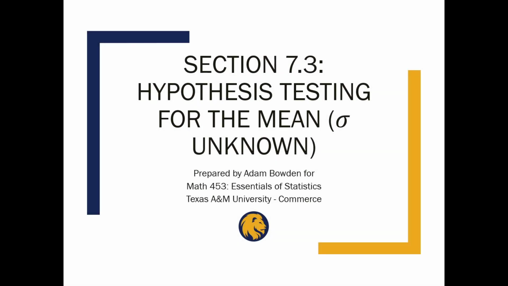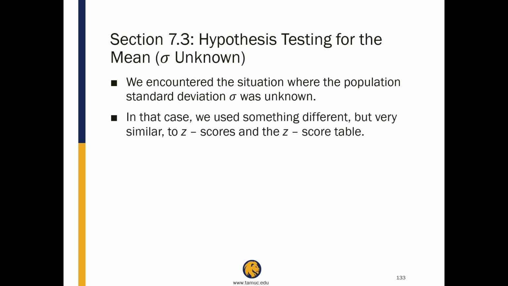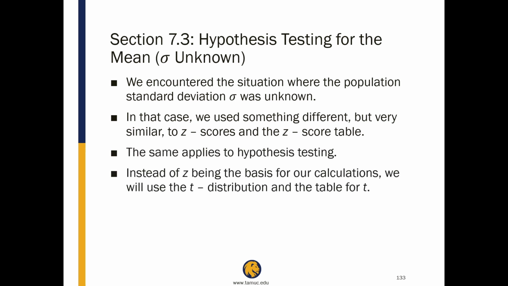In this section, we're going to follow up with what we just did with hypothesis testing, but now in the case where sigma is unknown. We talked about that a while ago, a situation where the population standard deviation was unknown. In cases like that, we use something similar but different to the z-scores in the z-score table. The same applies to hypothesis testing. Instead of z being the basis for the calculations, we're going to look back on the t-distribution and the table for t.